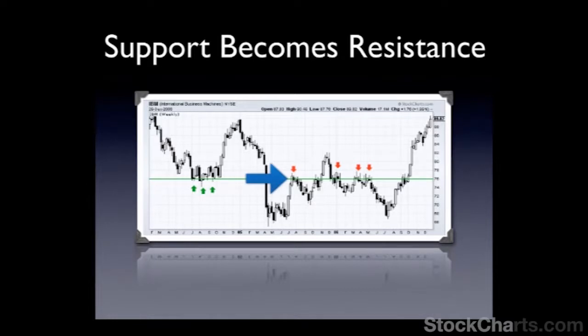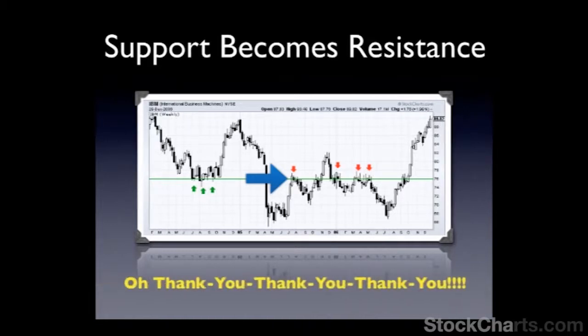So that is why support becomes resistance. It's a little lesser known aspect of charting, that a broken support level becomes a new resistance level, and by the same token, a broken resistance level becomes a new support level. We'll show you many examples of that, but let me just continue with this. Oh, there you go.